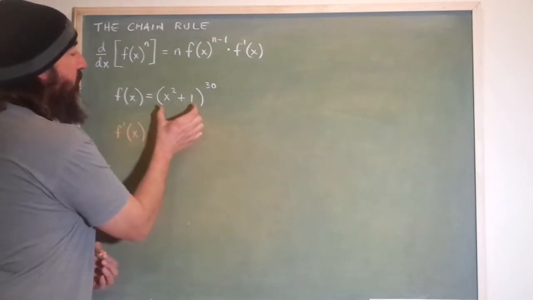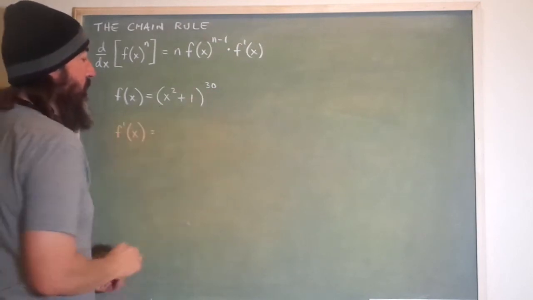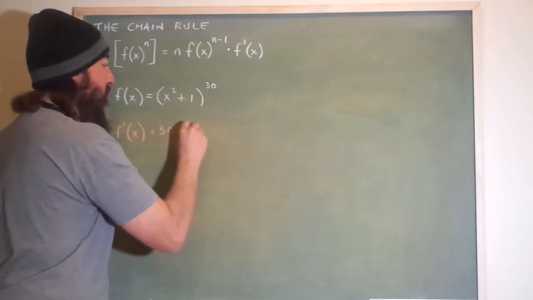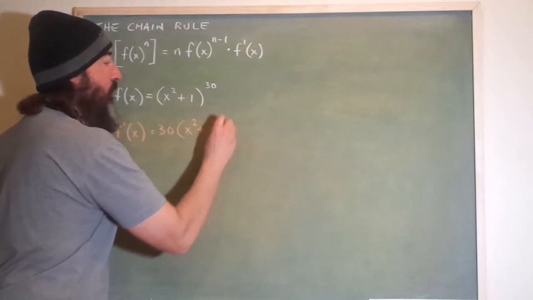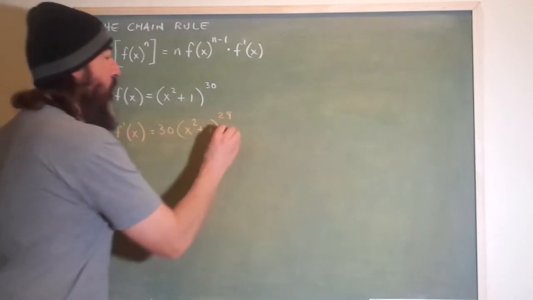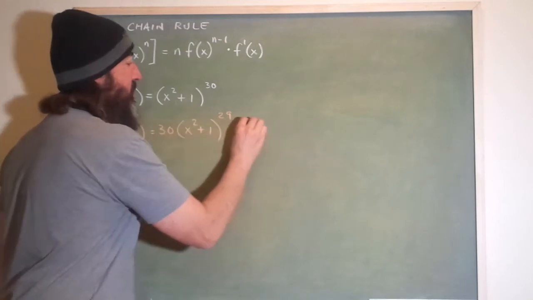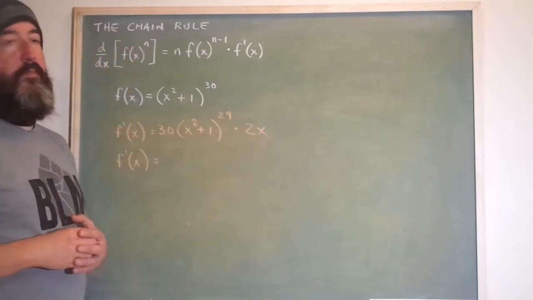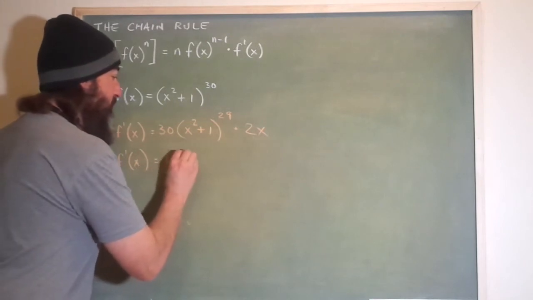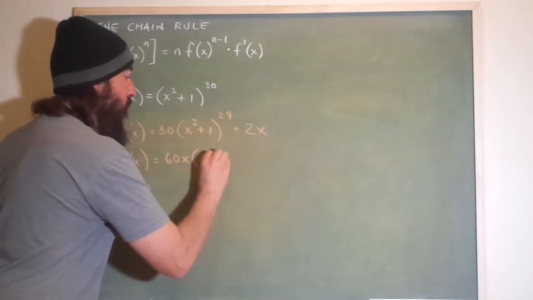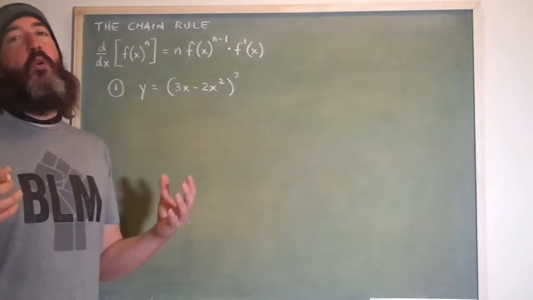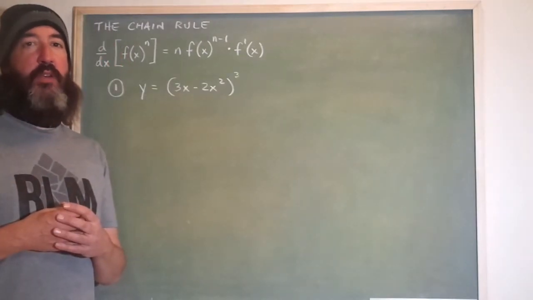To get the derivative of x squared plus 1 to the power of 30, I need only move the 30 in the front, and then x squared plus 1 to the power of, I'll subtract 1, to the power of 29. But then I have to multiply it by the derivative of the inside. I can multiply 30 times 2x and say that the derivative is 60x times x squared plus 1 to the power of 29. Let's take a look at some more examples on how to use the chain rule.